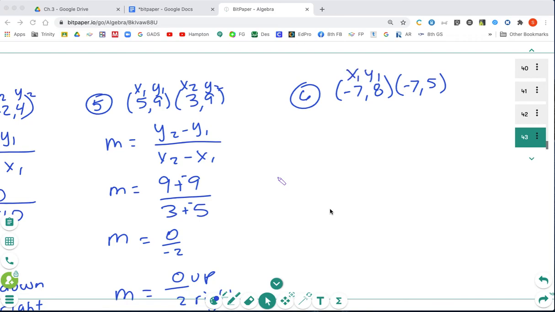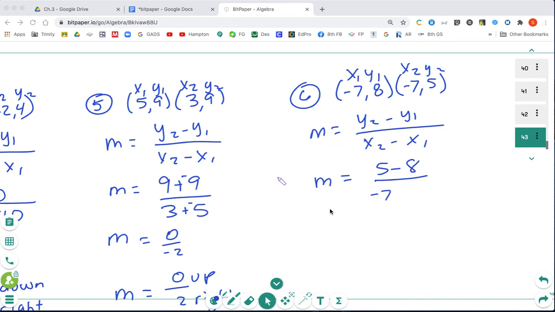All right. x1, y1 for number 6, x2, y2. M equals y2 minus y1 over x2 minus x1. M equals 5 minus 8, negative 7 minus negative 7. Keep, change, change. Keep, change, change. M equals negative 3 over 0.